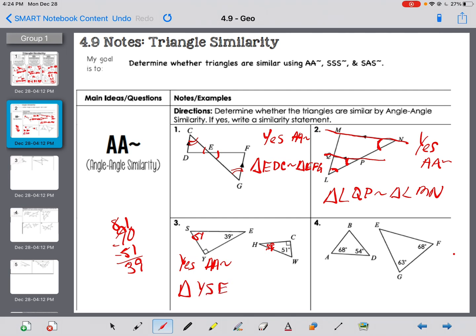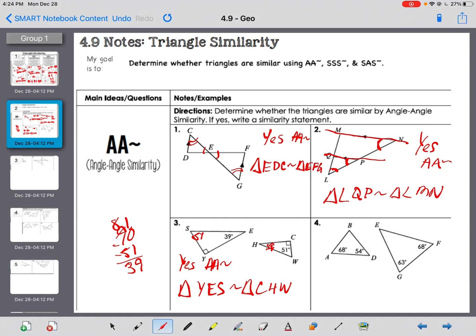Triangle. Let's see. Let's go with YES. Why not? YES is similar to triangle. I started with the 90, so that'd be C. And then I went to the 39, that'd be H. And then the 51 would be W. Gotta be in the right order. Be careful, especially when you come to multiple choice tests. They'll just switch those letters and they don't look different.